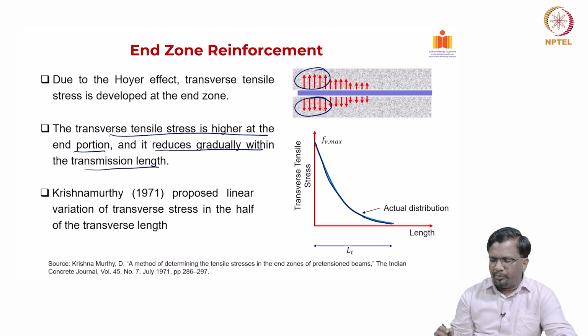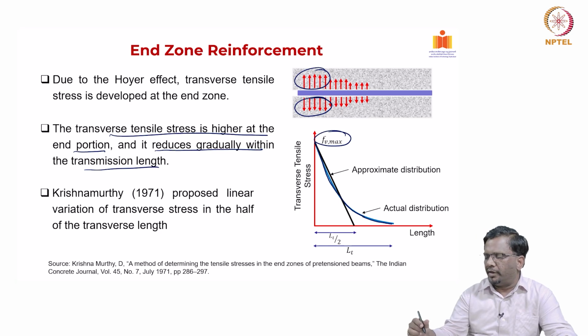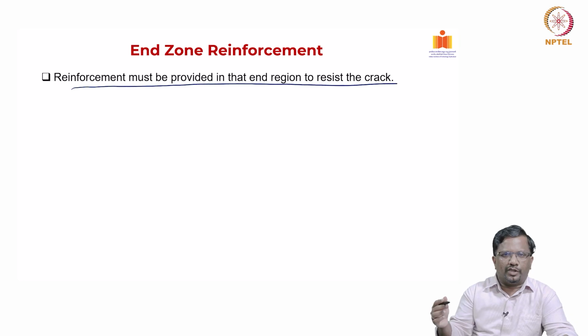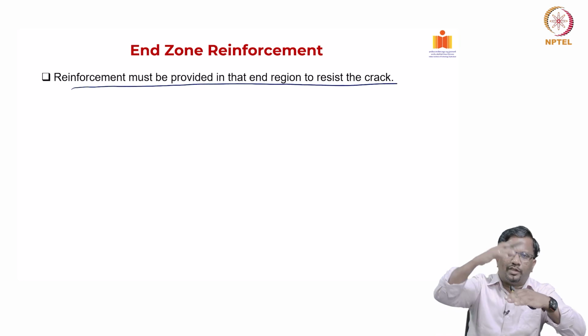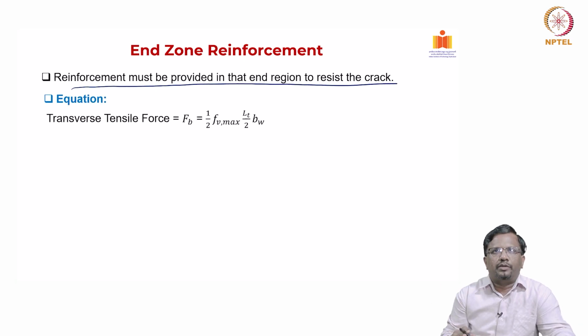And then Krishnamurthy proposed a linear approximation for this. If I can calculate my maximum transverse tensile stress, he said that at half of the transmission length, it is going to reach 0. So, with this profile, now we can calculate what is the transverse steel that we need to put to arrest these transverse tensile stresses. Okay. The reinforcement must be provided at the end region to resist the crack, because if the Fb max is high, it will basically create a splitting crack along the horizontal line. So, we need to calculate.